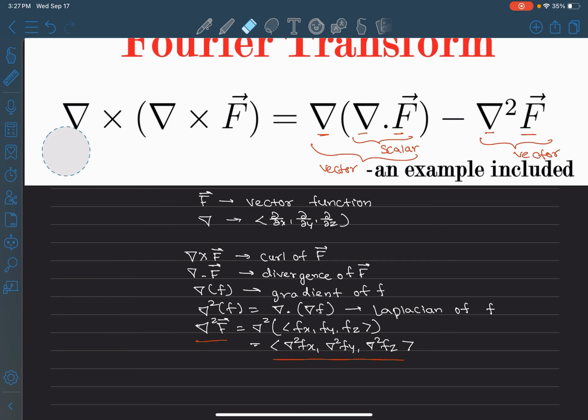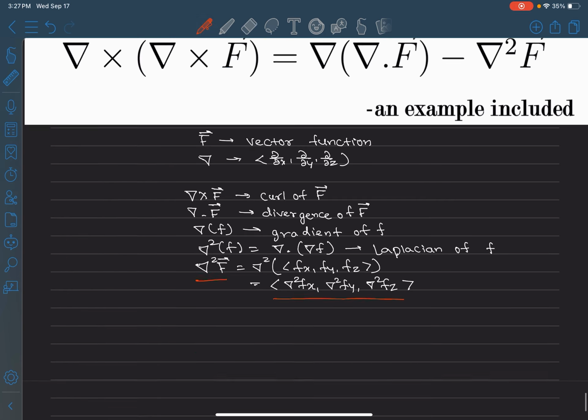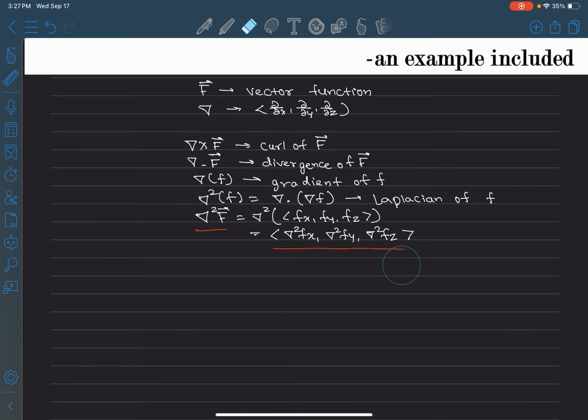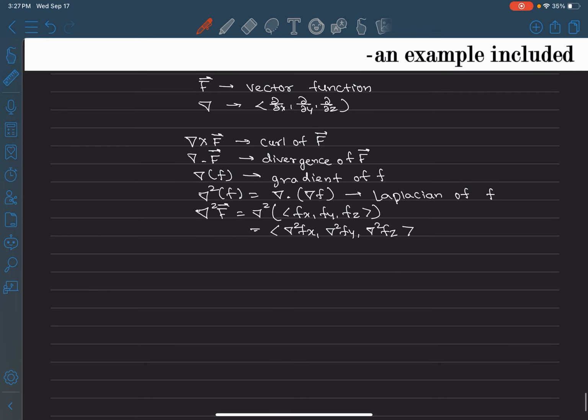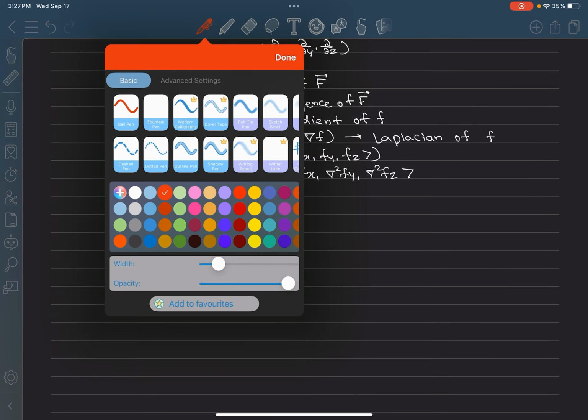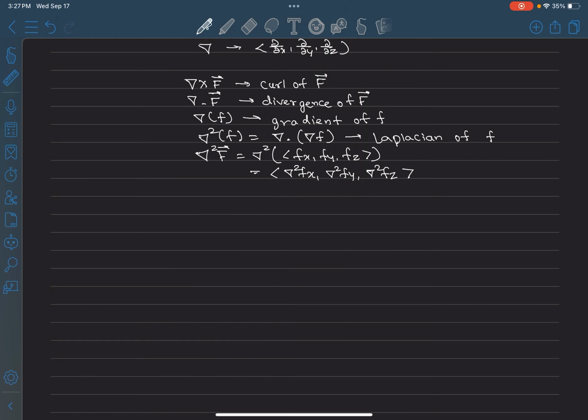Now the only thing is we need to prove it. And we will prove it using Fourier transform. Before I go into the proof, I need to share a few things about the Fourier transform for vectors. I will write a definition and then some results, and then you will use those results to prove it.